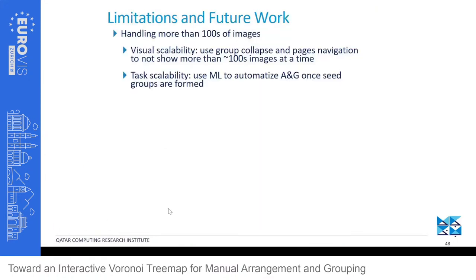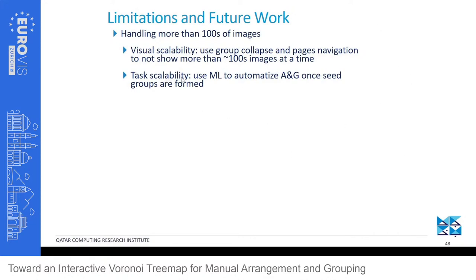So what are the limitations of your work? If you want to handle more than 100 images, you need to consider visual scalability and task scalability. For visual scalability, you need to use group collapse and page navigation and not show more than about 100 images. It depends on the size of the screen, of course.